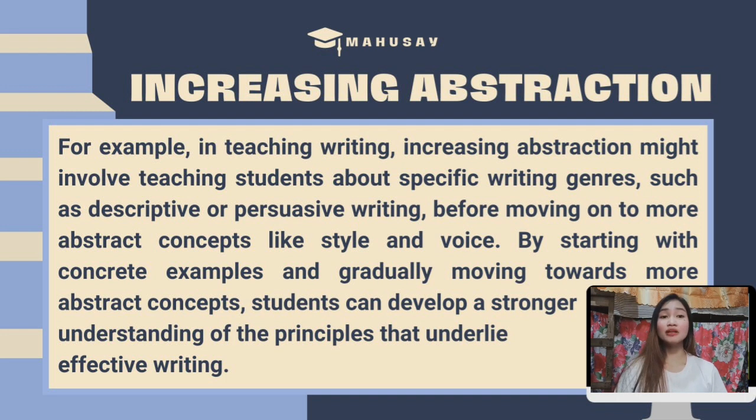Another example of increasing abstraction would be to teach students about specific types of plants and animals before moving on to the more abstract concepts of classification and taxonomy. Overall, increasing abstraction is a useful curriculum design approach in subjects where one concept builds on another, as it helps students build a strong foundation in basic concepts before moving on to more complex and abstract ones.